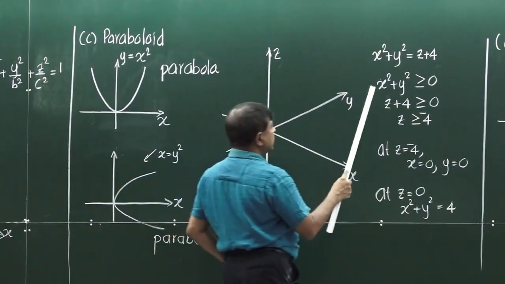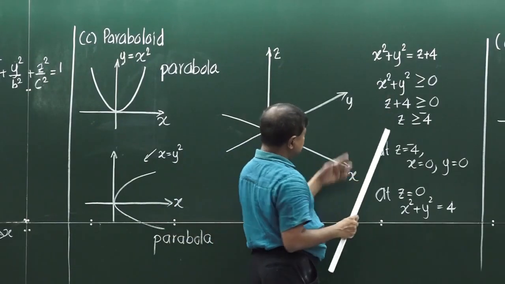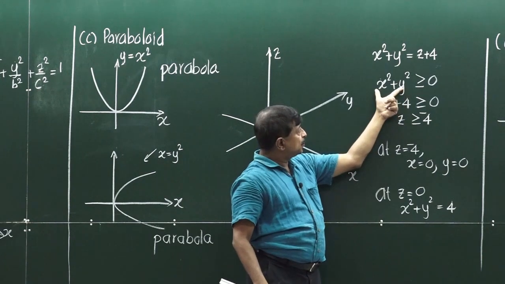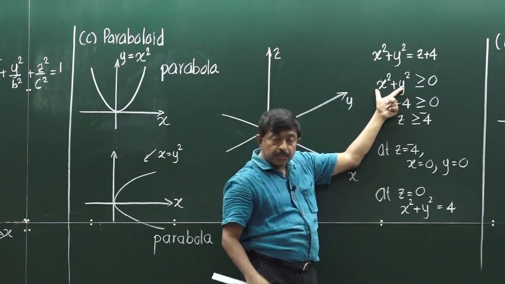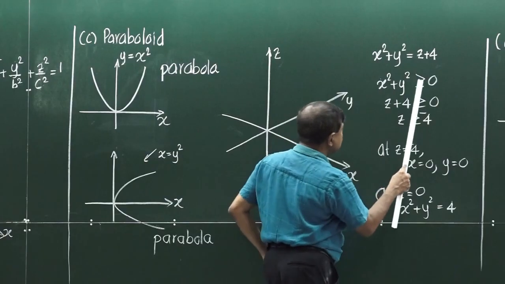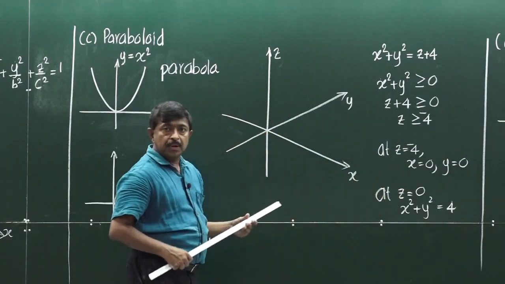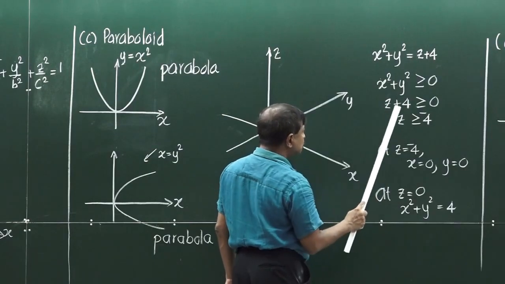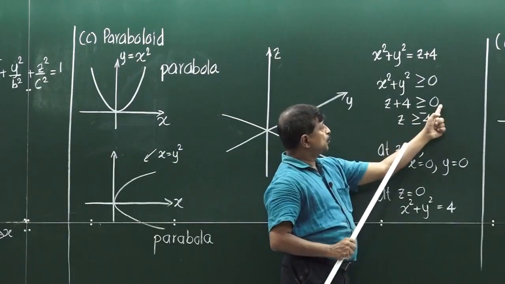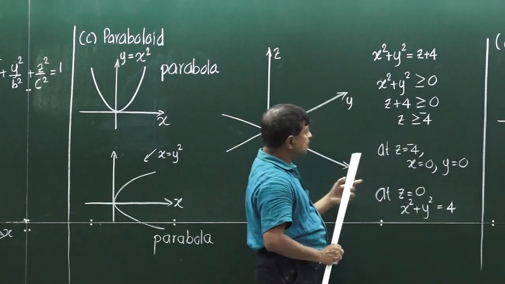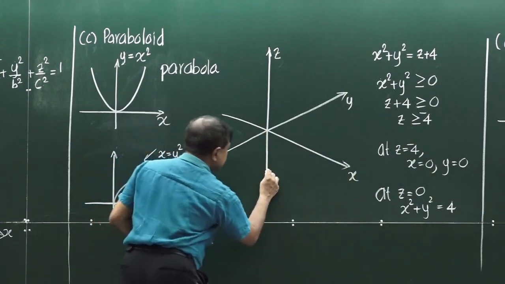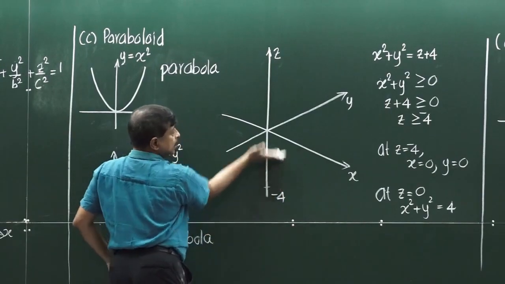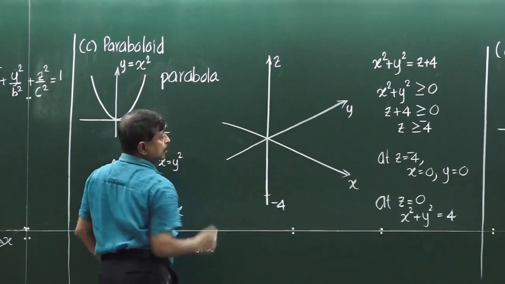So, we know that for all real values of x and y, x squared plus y squared is non-negative. That means, this is greater than or equal to 0. Now, instead of x squared plus y squared, you plug in z plus 4 here. So, if you take 4 to the other side, you get z is greater than or equal to minus 4. So, it always exists above this point.